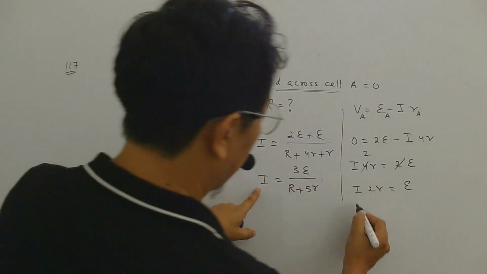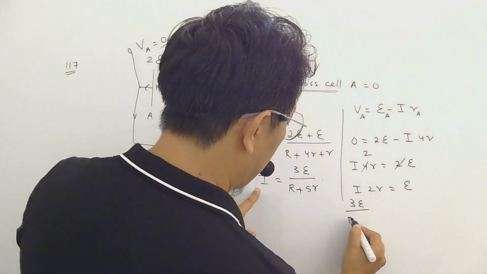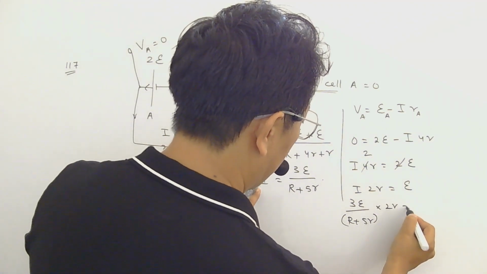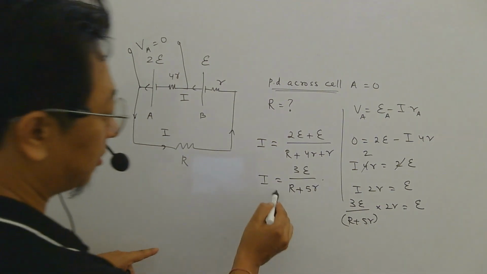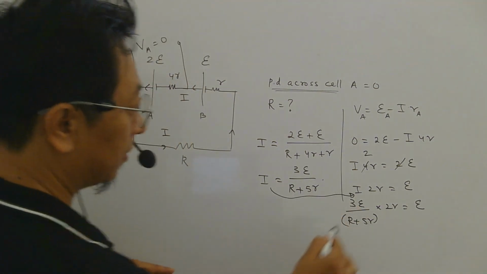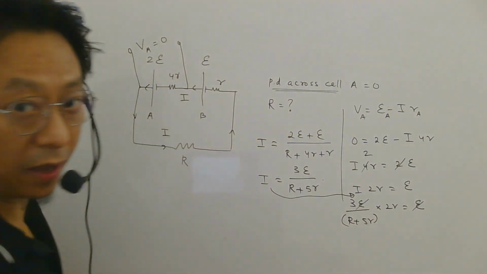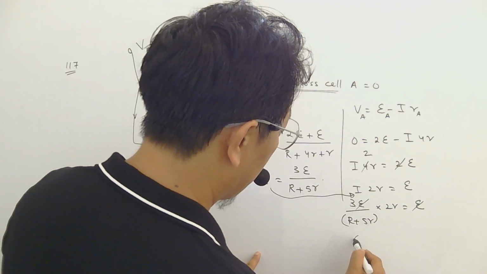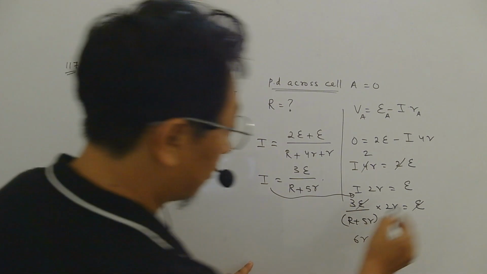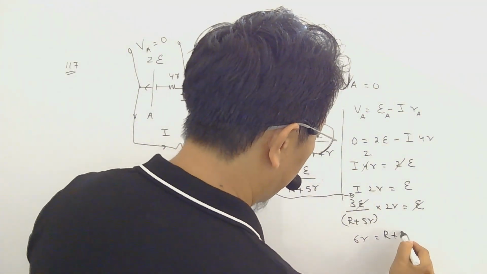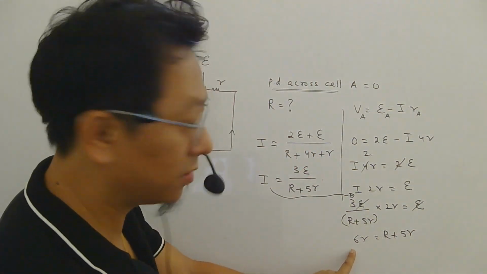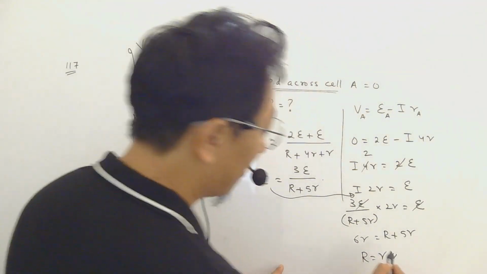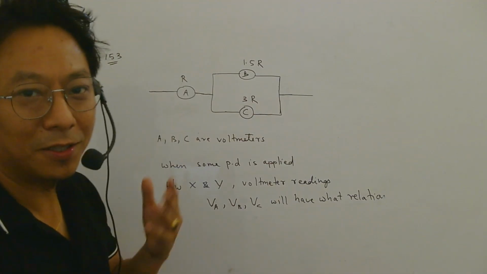Now I we found is 3E divided by R plus 5R, into 2R equals E. I just substituted this I. Okay. This E and this E cancel. Cross multiply. First multiply 3 into 2R, 6R. Then cross multiply R plus 5R. Then bring this 5R this side. You will get 1 into small r. So capital R will be small r. Right? Now let us do the next question.